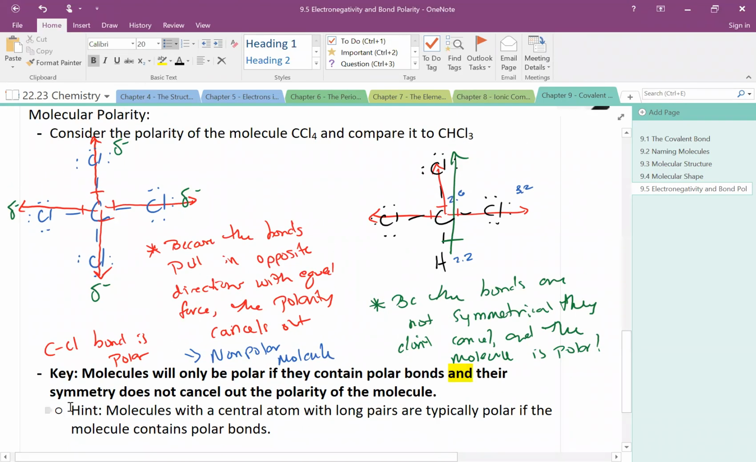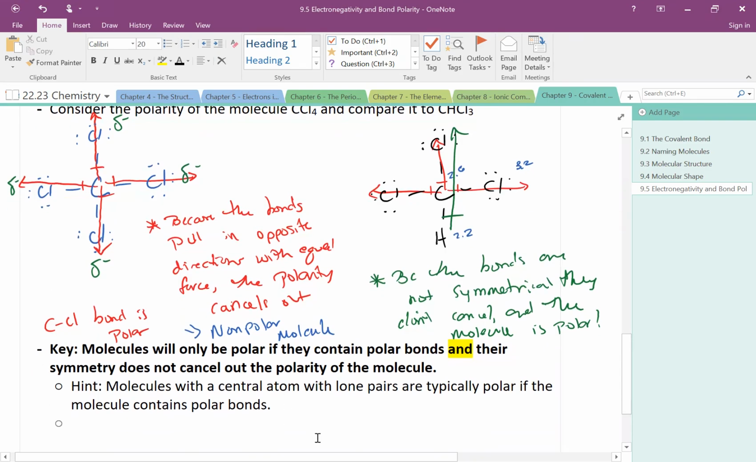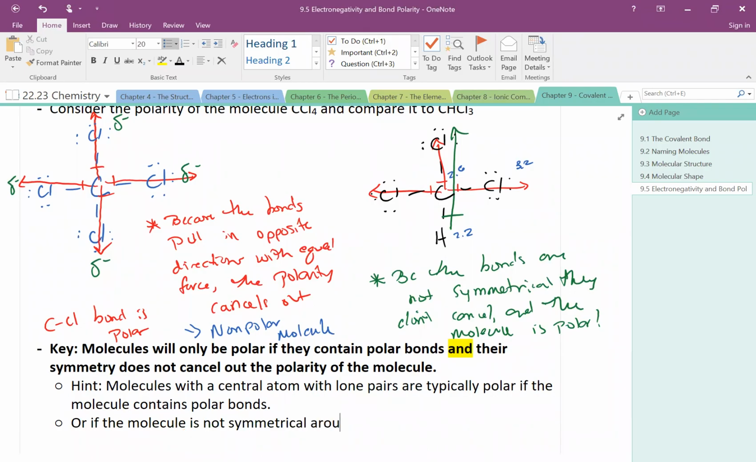Here's a quick hint, right? Molecules with central atoms that have lone pairs, not long pairs, but lone pairs, are typically polar if the molecule contains polar bonds, or if the molecule is not symmetrical around the central atom. So you can see that in our example on the right. When I have a hydrogen here, there is no longer symmetry and the molecular polarity doesn't cancel out. So the entire molecule was in fact polar.